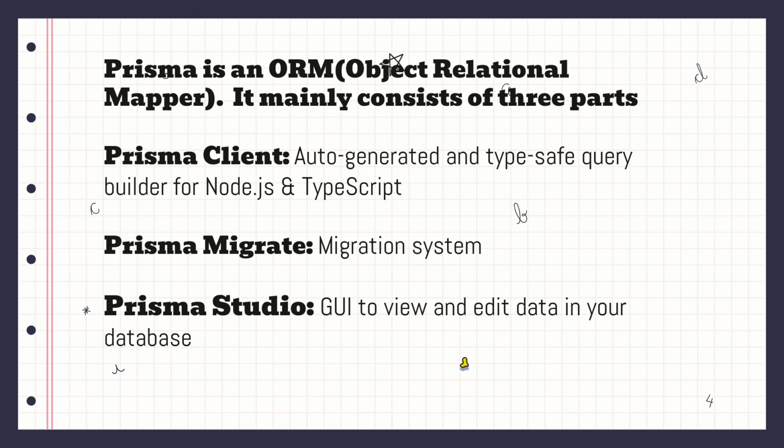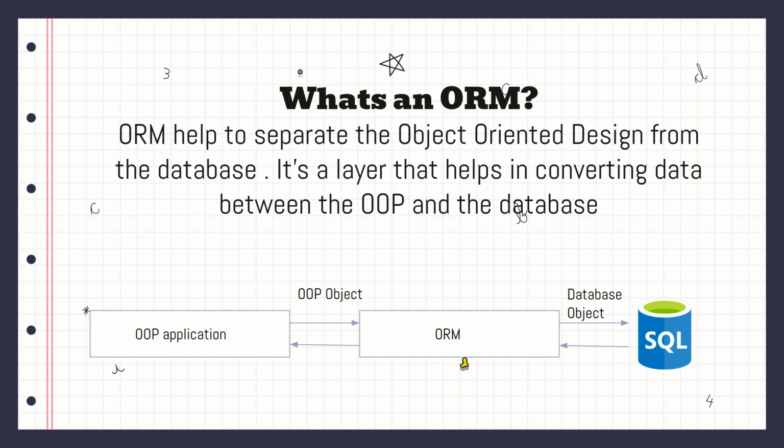Okay, so what is an ORM basically? An ORM stands for object relational mapper. Basically what an ORM helps you do is separate the object-oriented design of your application from your database design. It's a layer that helps with converting data between the object-oriented design and the database design. So we have your database up here, you have your object-oriented application, and then you have the ORM, which talks to the database.